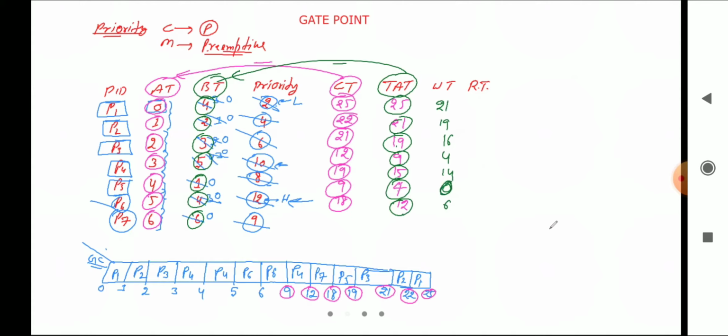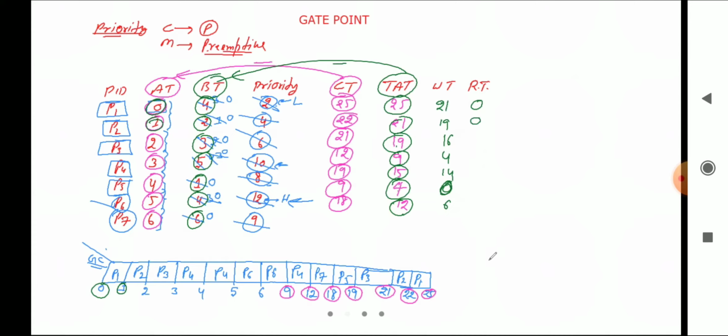Now you can check for the response time also. So what should be the response time? Let's see the response time for P1. First response here, minus its arrival time. Arrival time is 0. So 0 minus 0, 0. Next for P2, first response at this place 1, right, 1 minus its arrival time. The 1 minus 1 is again 0.